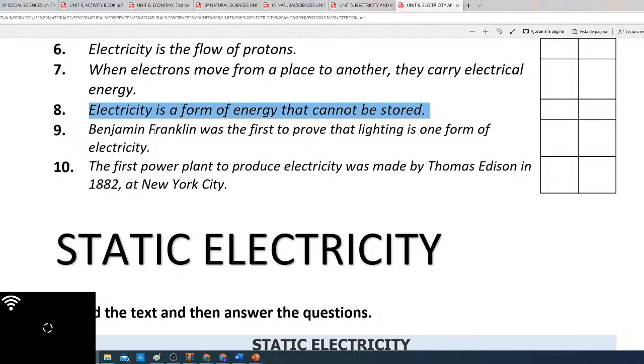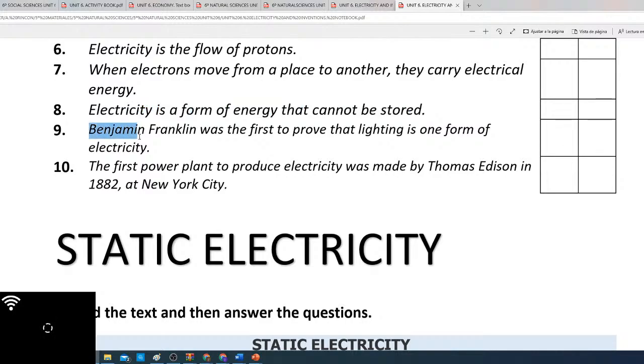Can electricity be stored? What do you think? Number 8. Waiting for you. You got to be more active. Yes, electricity. No. So this is false. Electricity can be stored. That's why we have batteries. Okay. Very good. Number 9.